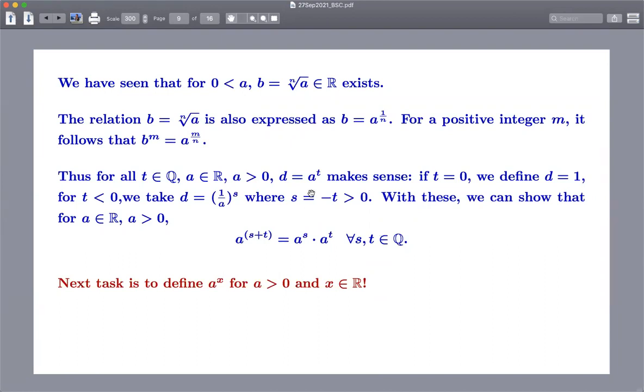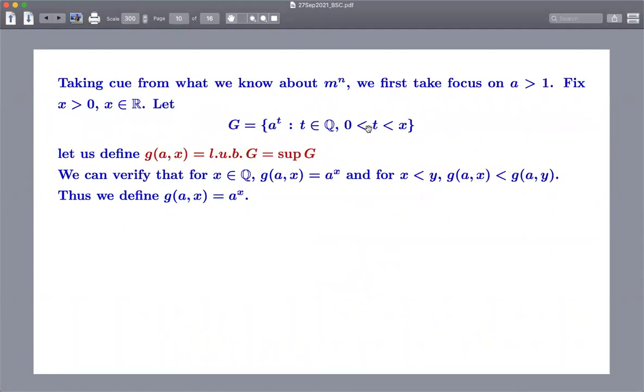Any ideas? Some of you may have seen books, but we can define it as follows: if you have any rational r less than x, then a to the r must be less than a to the x, and for any rational s greater than x, a to the s must be greater than a to the x, if a is greater than 1, and the reverse if a is less than 1. What you said is correct, but then how will we show that such an object exists? That's where the least upper bound property will again come in.